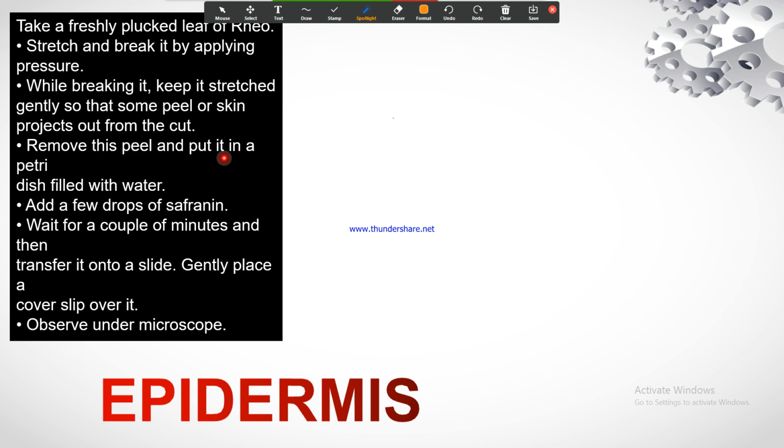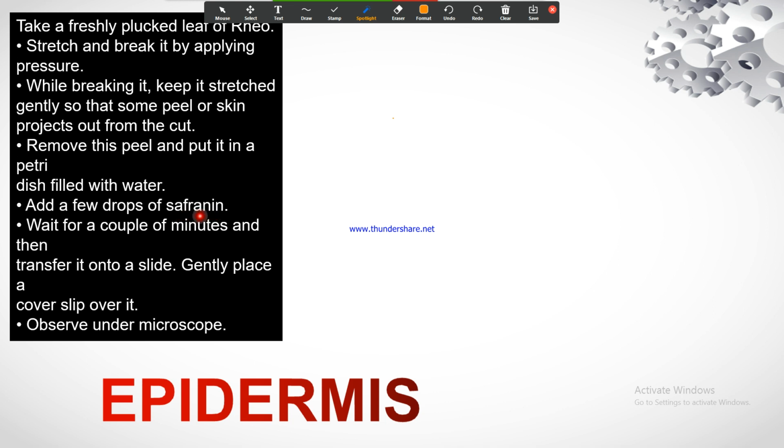Remove this peel and put it in a petri dish filled with water. A petri dish is a small cup-like structure. Into that you have to transfer this peel. Why should we immediately transfer the peel? Otherwise the cells of the peel may dehydrate. To avoid that, immediately transfer it into the water. Now add a few drops of safranin. Do you remember what safranin is?